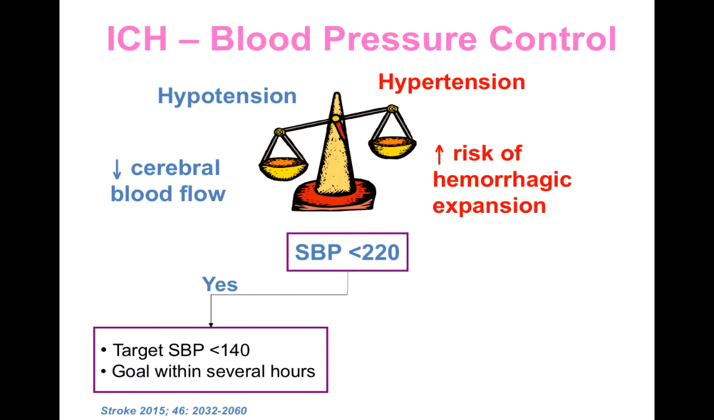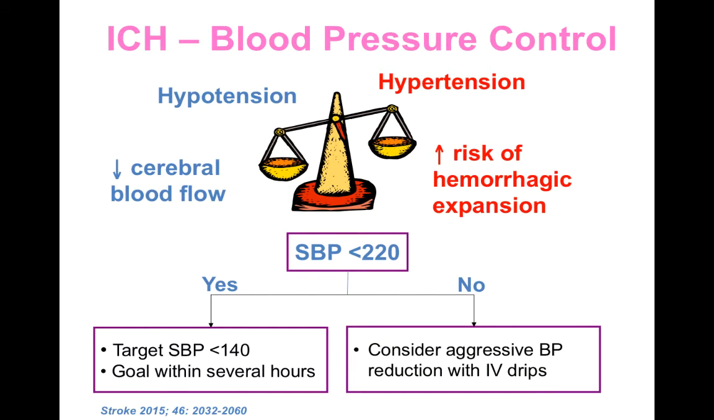But new data has come out recently in the INTERACT trial where they actually randomized patients to a target systolic of either less than 140 or less than 180. And they found that the lower group with a systolic of less than 140 actually had less hematoma growth and a trend for decreased death and major disability. So this is a brand new recommendation that kind of changed our perspective, saying that we don't necessarily have to use this permissive hypertension that we did in the past, and it's actually okay and maybe beneficial to more aggressively lower the blood pressure down to a systolic less than 140. And it's recommended to do this within the first several hours.